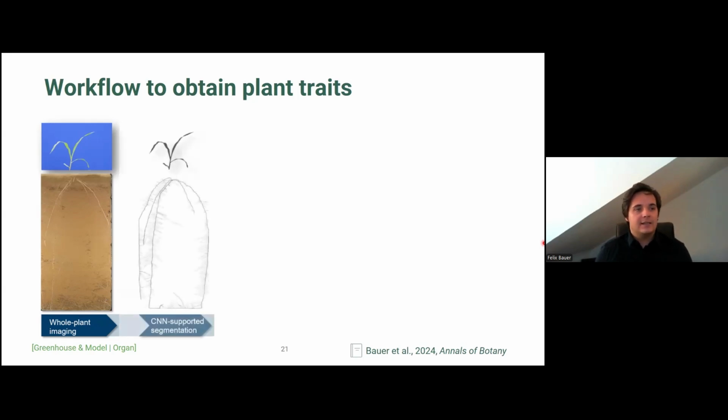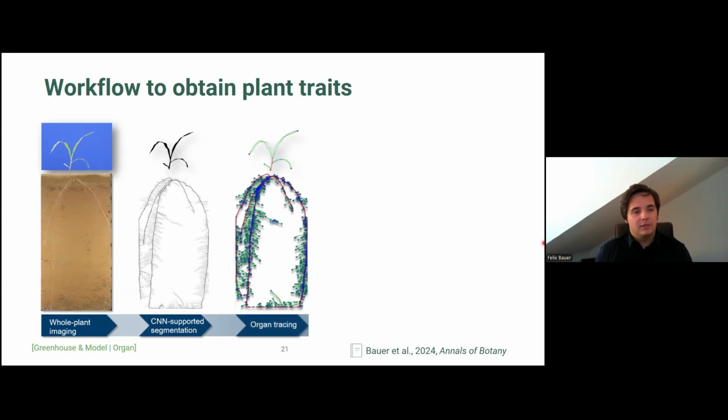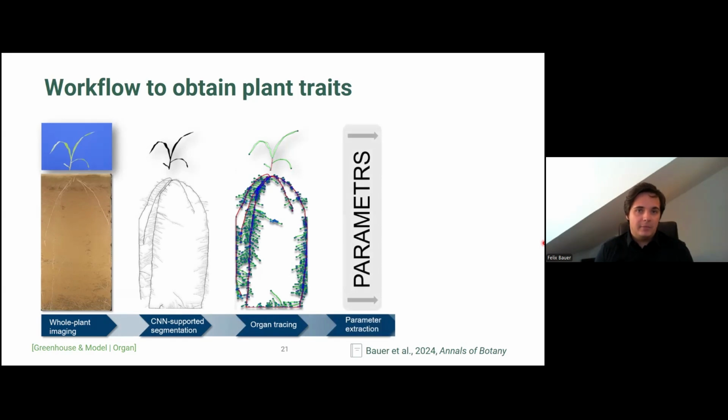We then analyzed the images that came from this rhizobox experiment by the image analysis pipeline I introduced before, and performed an organ tracing on these segments, which gave us parameters that we could then analyze to understand which structural responses we had. And also we would like to parameterize the functional structural plant model with these parameters.